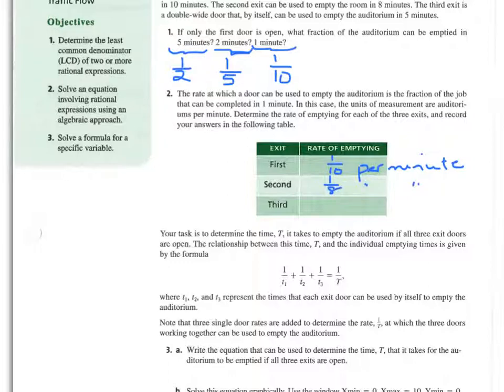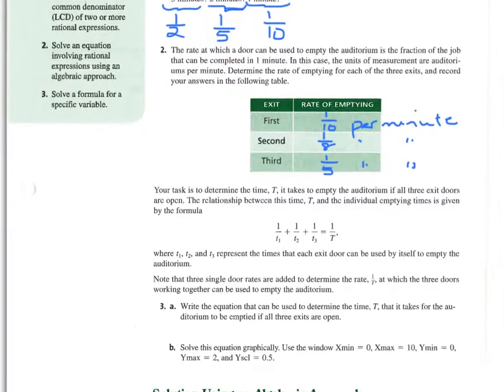This could be extended for any kind of problem where things are working together. In most algebra books you see 2 pumps working together, 2 people working together to paint a house, things like that, where people are working at different rates. So this can be extended for a lot of things. And then that third exit takes 5 minutes, so it can do 1/5 of the job, 1/5 of emptying that auditorium per minute.